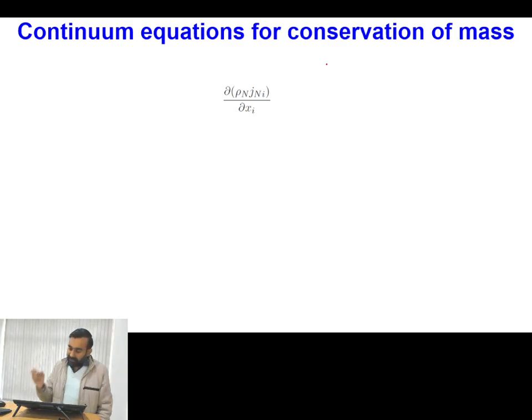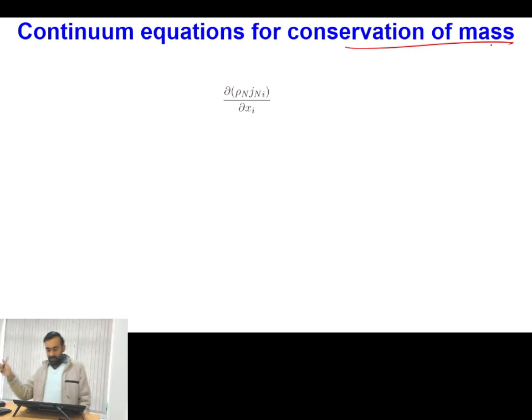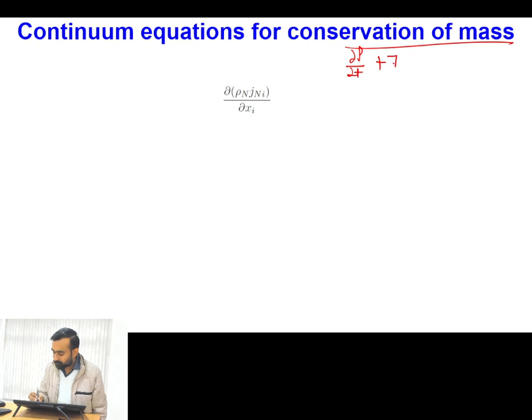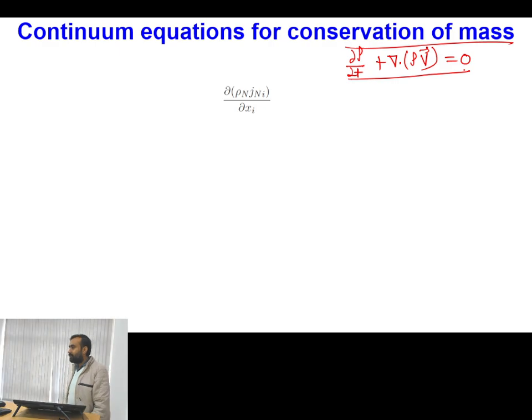Now let's talk about the conservation of mass equation for multi-phase systems. Before this, can you tell me what is the conservation of mass for single phase flow in differential form? Del rho by del t plus divergence of rho v equals 0. This is my continuity equation in single phase flow. What does this term represent?